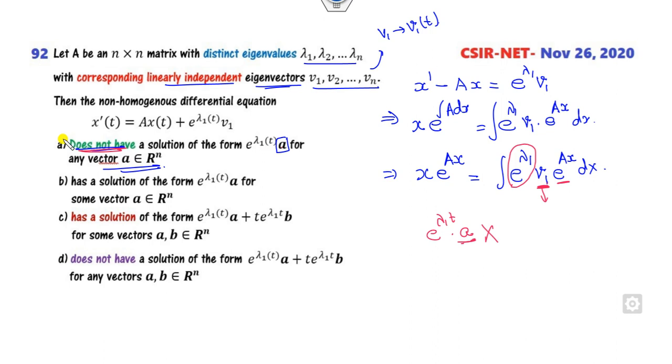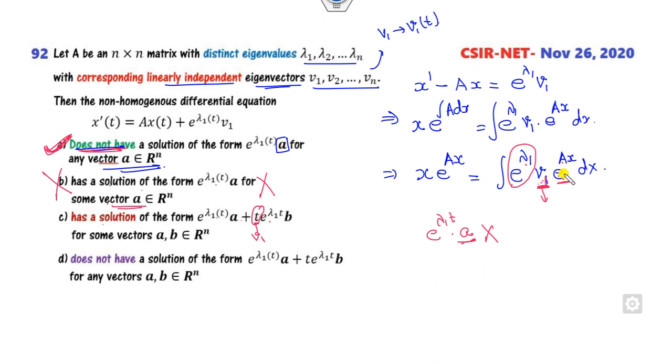Which has the solution of the form e raised to power minus lambda 1 a for some vector a? That does not hold because it must be of the form e raised to power ax. v1 is the eigenvector, but a is for some vector, so that's the wrong option. Has the solution of this form, e raised to power lambda 1 a plus t? Yes, I can take this as v1. v1 is a function of t. e raised to power lambda, this is the eigenvalue, this is a constant. We can say here, yes, this is the right answer.